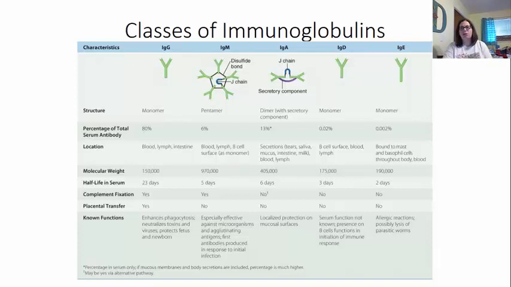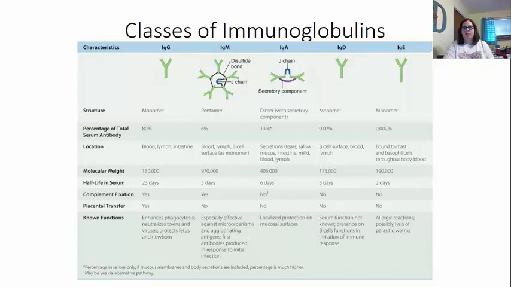IgAs have a dimer look, meaning they have the two sides. This is approximately 13% in the serum. These survive for about 6 days, and these are located in a lot of your protection areas of your mucosal surfaces. So these are going to be found a lot of times in body fluids. These are actually the ones that get passed from mom to baby during breastfeeding. So these guys are actually in the breast milk as well.